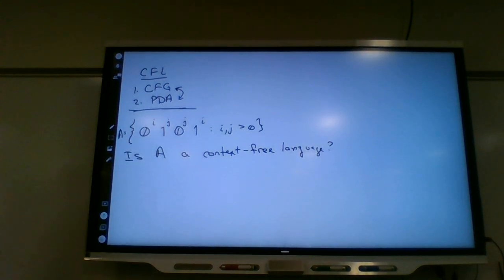All right, so is this a context-free language? You said yes. What can we do? Try to make a grammar for it. Okay, we could try to make a grammar for it, or we could describe a push-down automaton if we think that it's context-free.